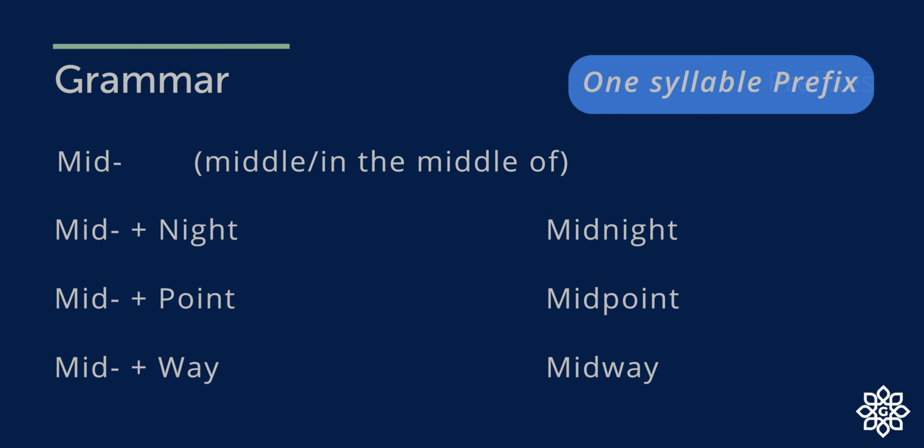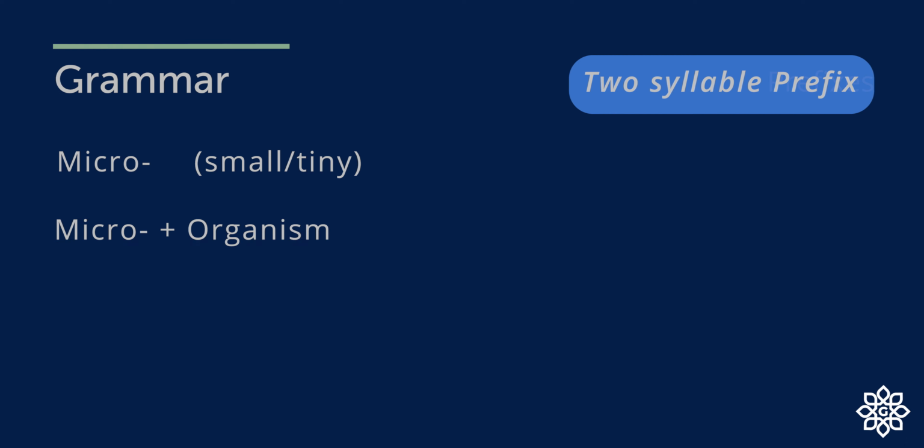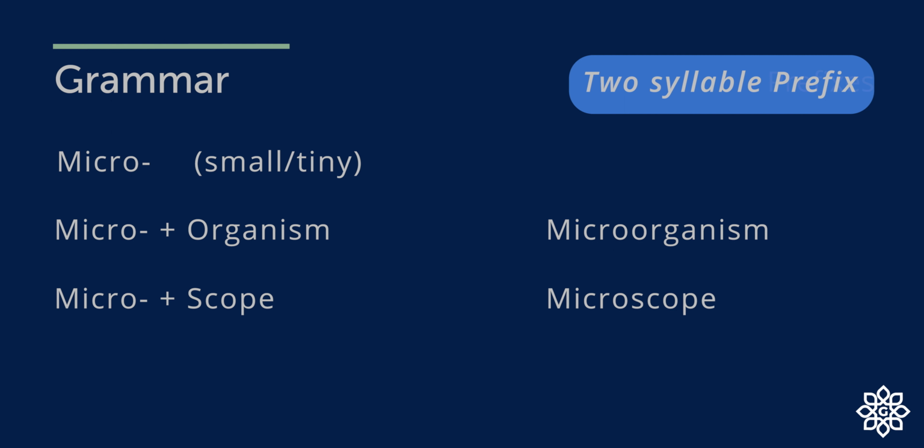Let's take an example of a two syllable prefix. Micro. Can you see the syllables? Micro. So this is a two syllable prefix. Micro means small or tiny. So when you add the prefix micro to the word organism, it becomes microorganism. It's a small or tiny organism. When you add it to scope, it becomes microscope.